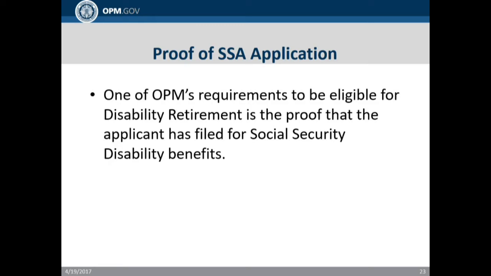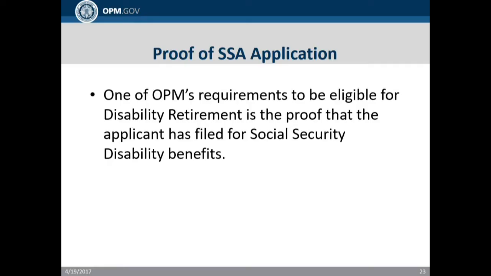The next form that we would need is proof of Social Security application. One of OPM's requirements to be eligible for disability retirement is the proof that the applicant has filed for Social Security disability benefits. Proof could be, and is not limited to, the award notice or denial notice from SSA. Also, proof that an online application has been submitted.